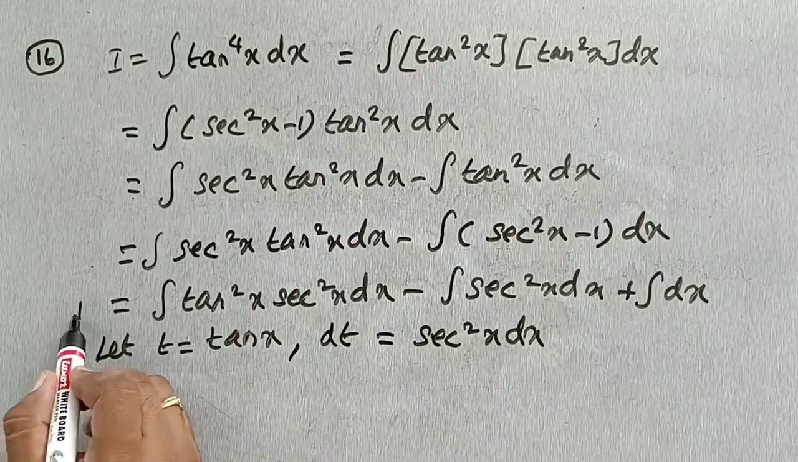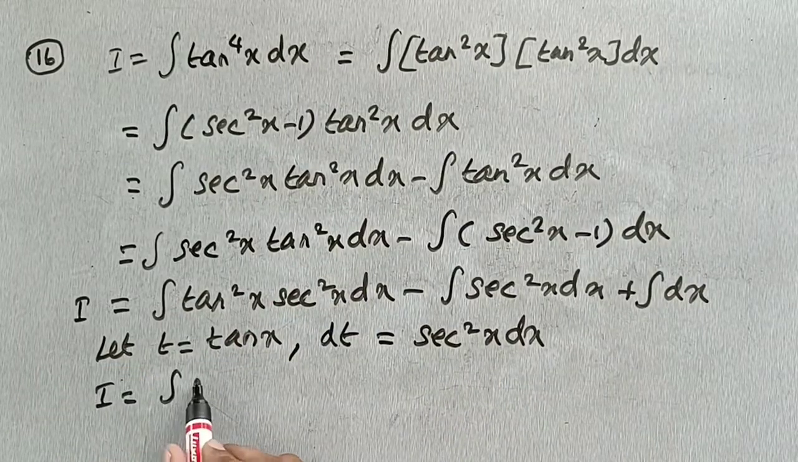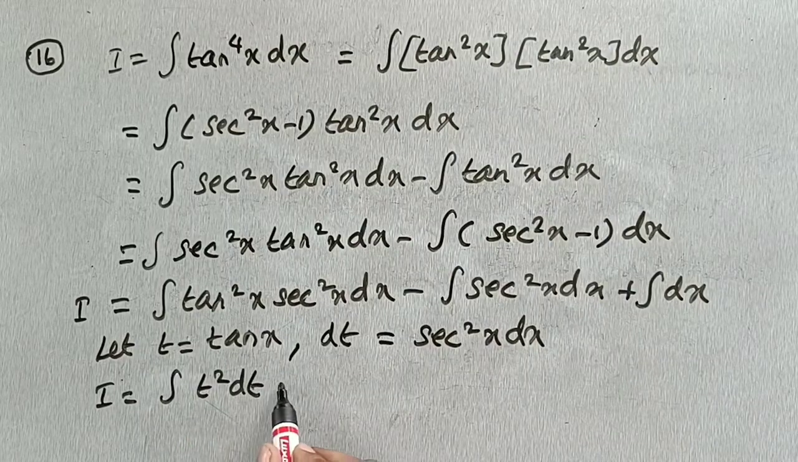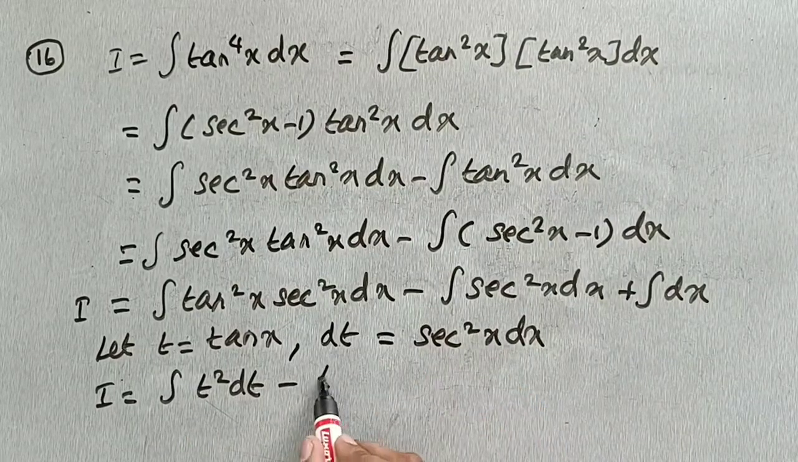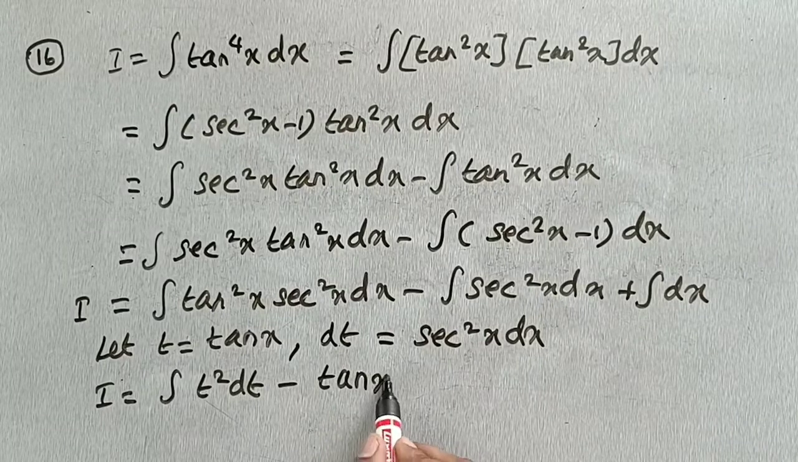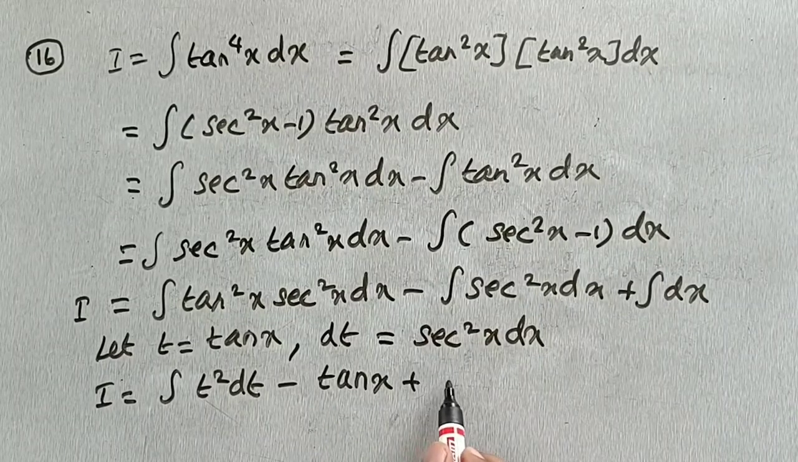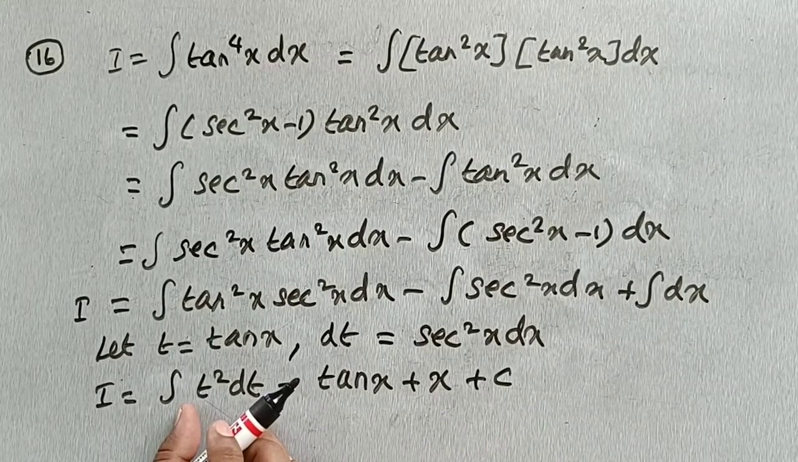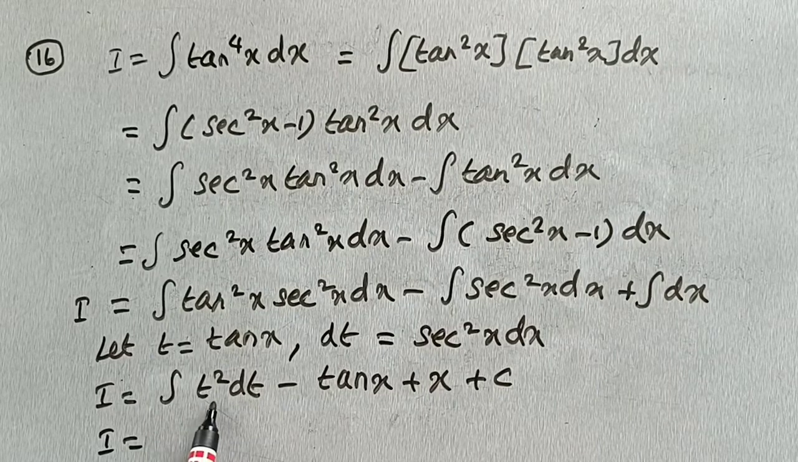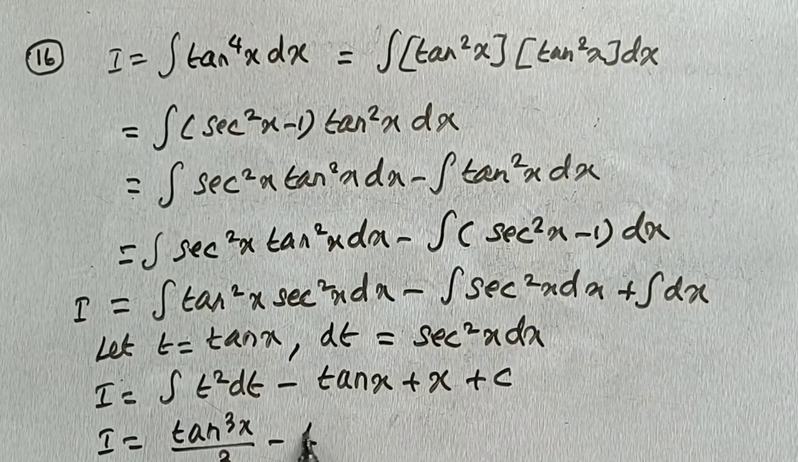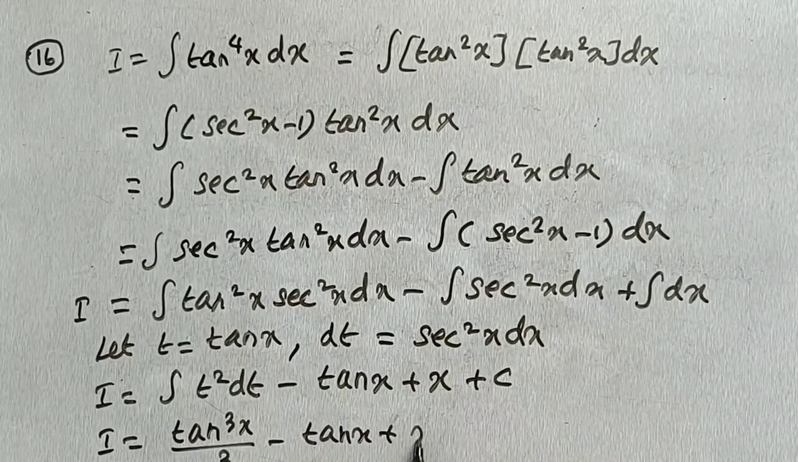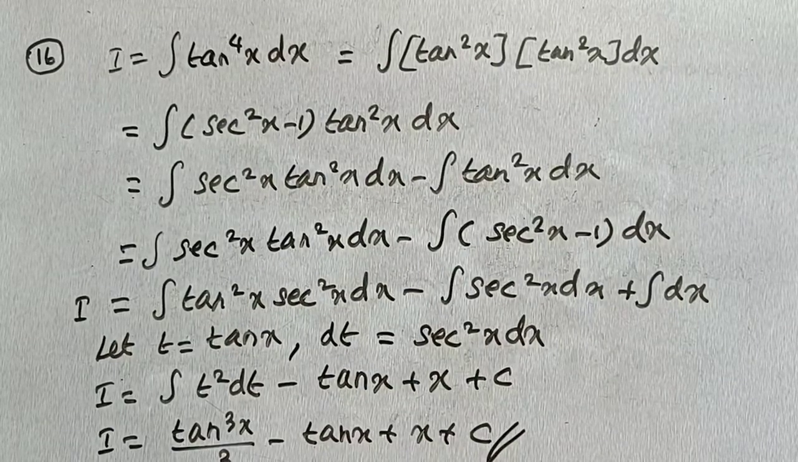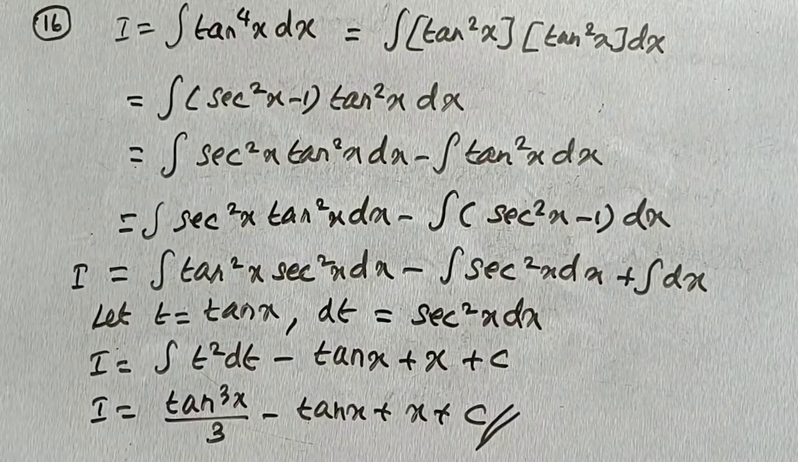So substitute this in the integral I. So I equal to integral t square dt minus, integrating this, integral secant square x equal to tan x, plus integral dx equal to x, plus c. Now integrating this we will get t cube by 3. T cube means we will replace the value of t. T cube value equal to tan cube x. So we can write this as tan cube x divided by 3 minus tan x plus c is the correct answer.